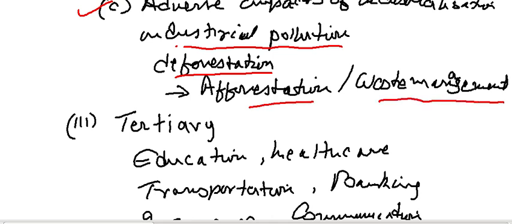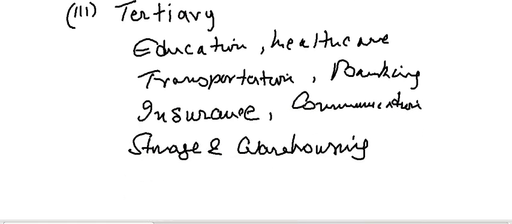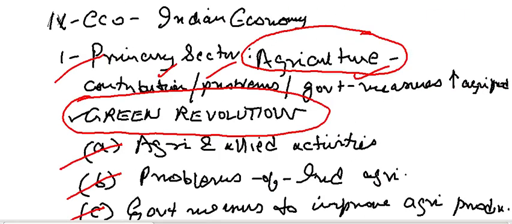And the last part you're going to study under Indian economy is the tertiary sector. The sectors you are going to study are education, healthcare, transportation, banking, insurance, communication, storage, and warehousing. So this is a pretty long part of the syllabus which you are going to study.